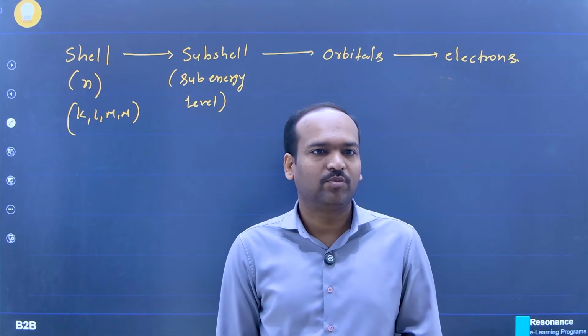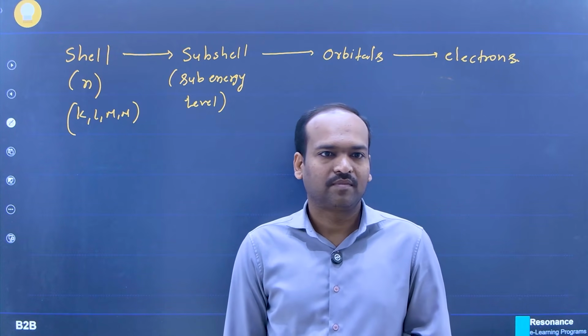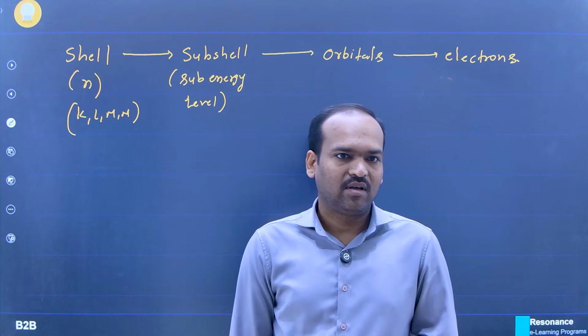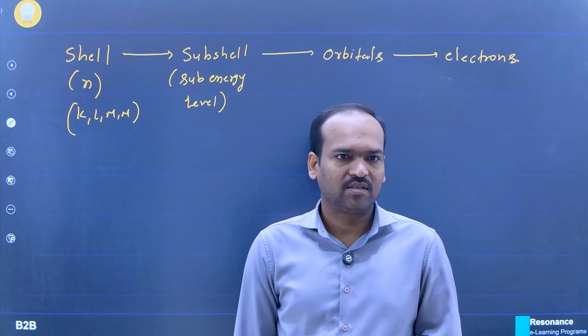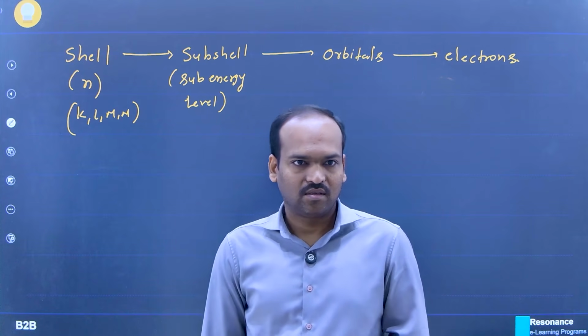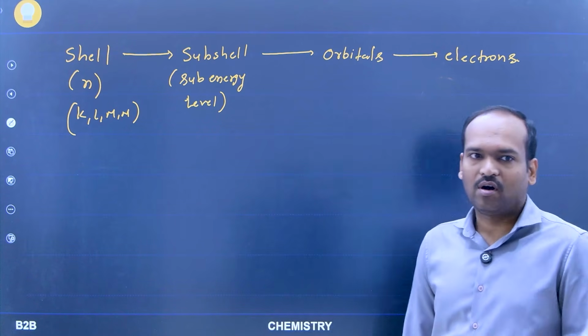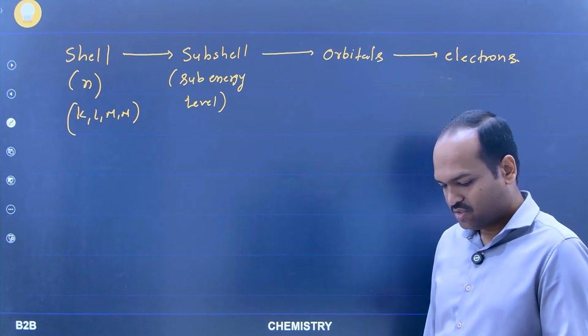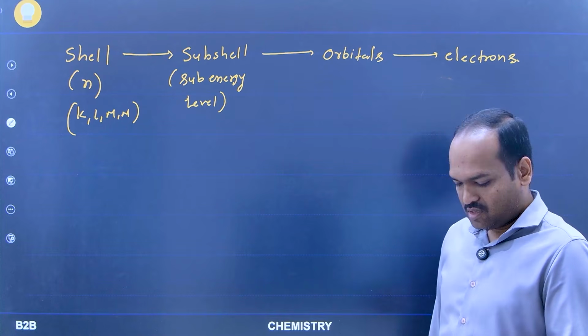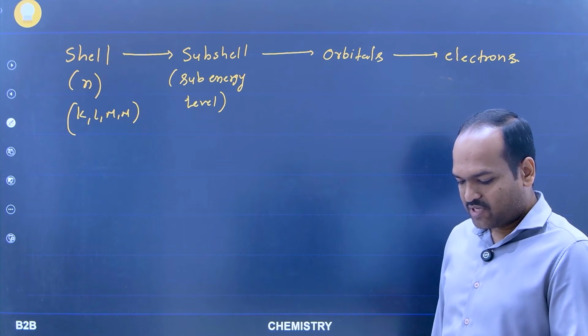Yes, what is the doubt, Apurv? F orbital is complex. Orbit present in the orbital, sir? No. Orbital present in the orbit.